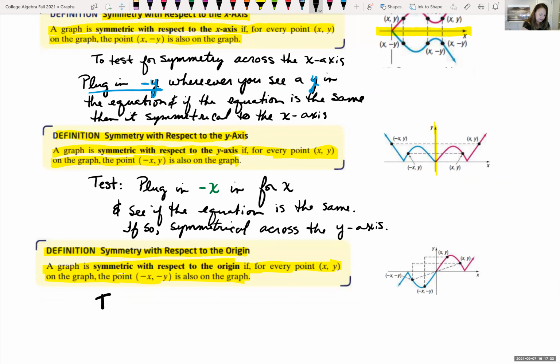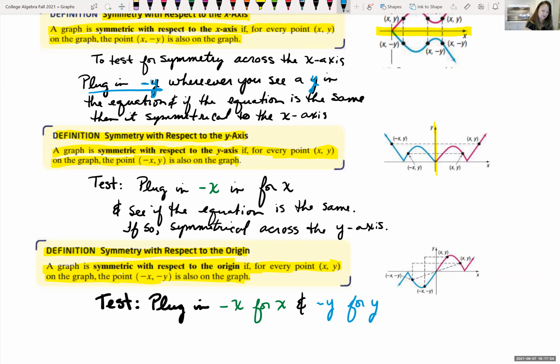So to test, we're going to plug in negative x for x and negative y for y. And if the equation is the same, it is symmetrical with the origin.